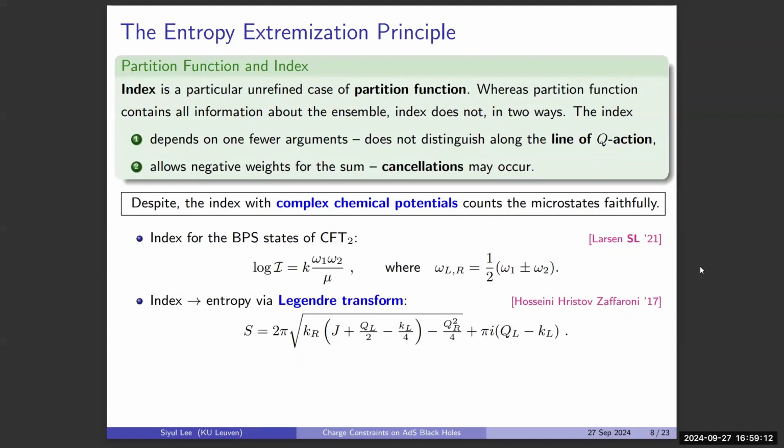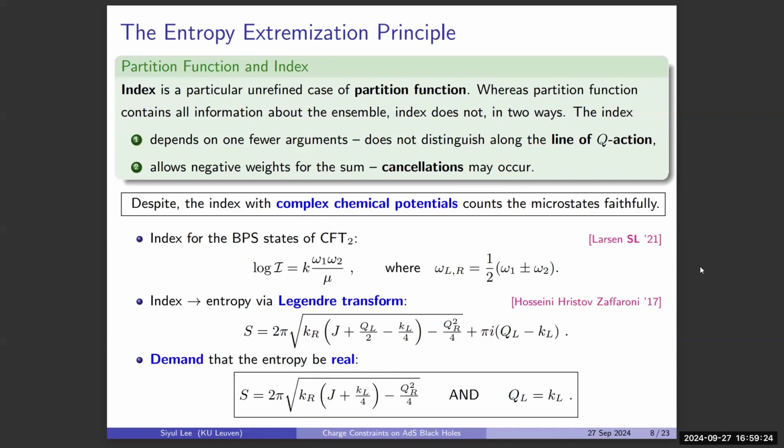And it doesn't make any sense for the entropy to be complex. So what the entropy extremization principle, which is now widely accepted in this field, does is to just impose that the entropy is real. So we impose the imaginary part to vanish, and the remaining part is the entropy. As a result, this complex equation gives you 2 equations. The first of them is the entropy formula for the AdS3 supersymmetric black holes, and the second is the charge constraint.